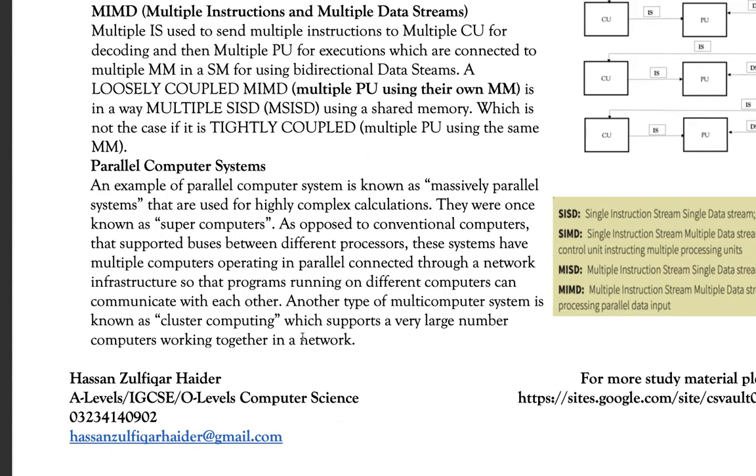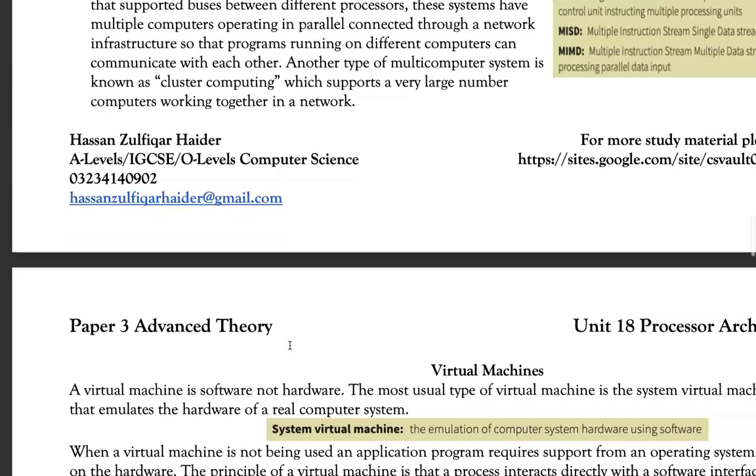Instead of processors communicating through buses, these are computers communicating through a network. Another type of multi-computer system is known as cluster computing, which supports a very large number of computers working together in a network, possibly spread around a very large geographical area. So this is what parallel systems are.